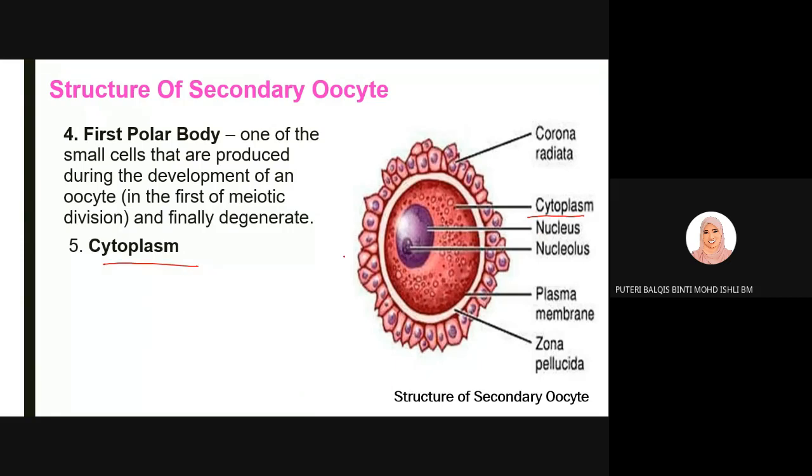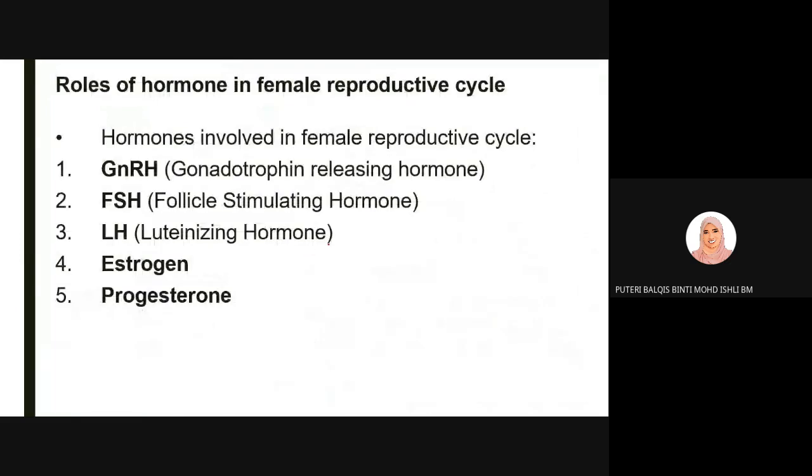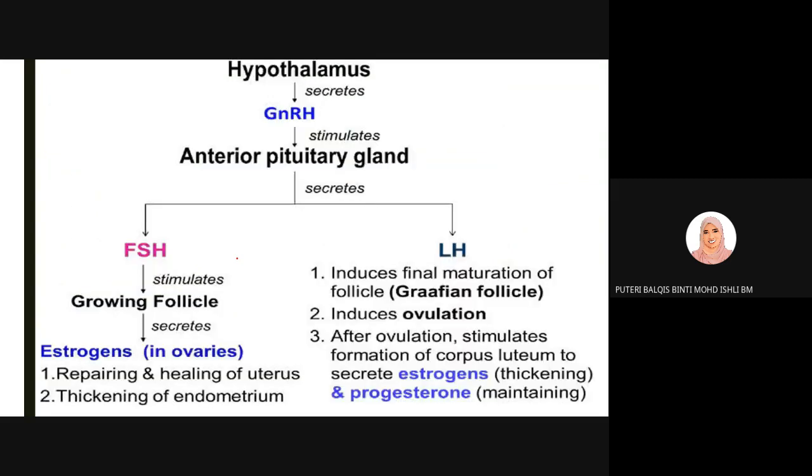Okay. Right. We move on to the role of hormone in female reproductive cycle. We have 4 hormones. GnRH, boleh tulis macam ini saja. FSH, follicle stimulating hormone. LH, luteinizing hormone. Estrogen and progesterone. Okay. So role of hormone in the female reproductive cycle, adalah function dia. Okay, nanti kita tengok. Tengok yang ni dulu.